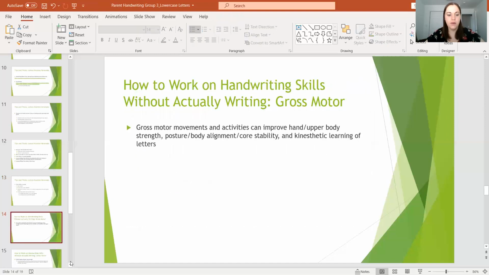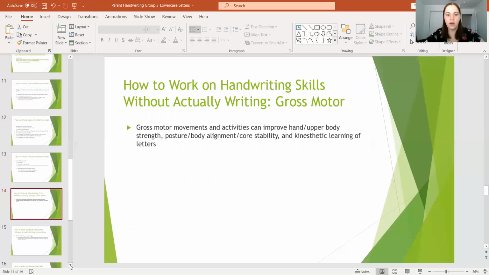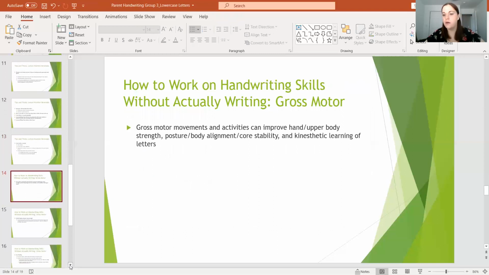All right, so next we're going to move on to how to work on handwriting skills without actually writing. This week we're going to go over gross motor techniques. A lot of times we don't think of gross motor as being something to do to work on handwriting. Handwriting happens typically at the table. Handwriting is a fine motor activity. Why would gross motor help? But gross motor is actually a huge part of handwriting.